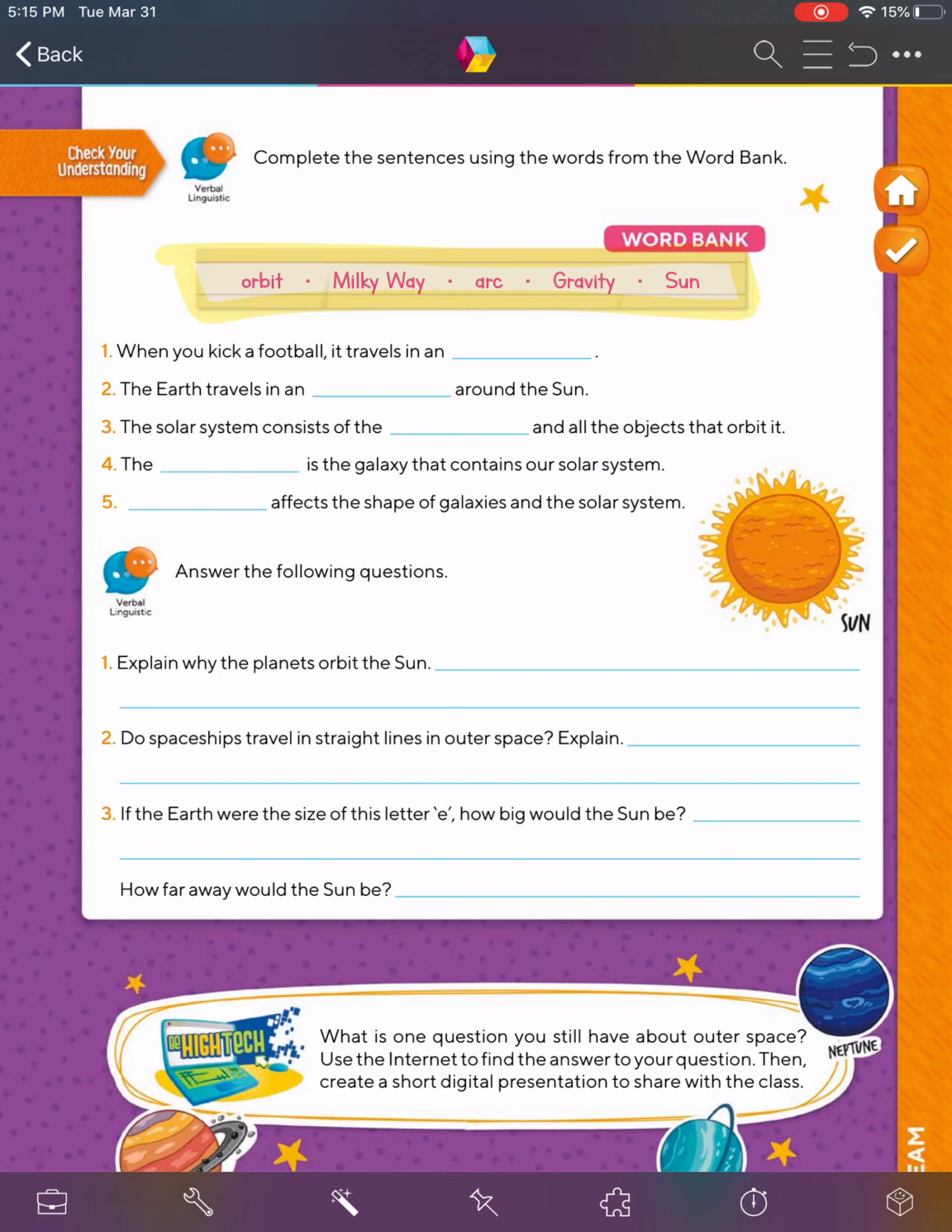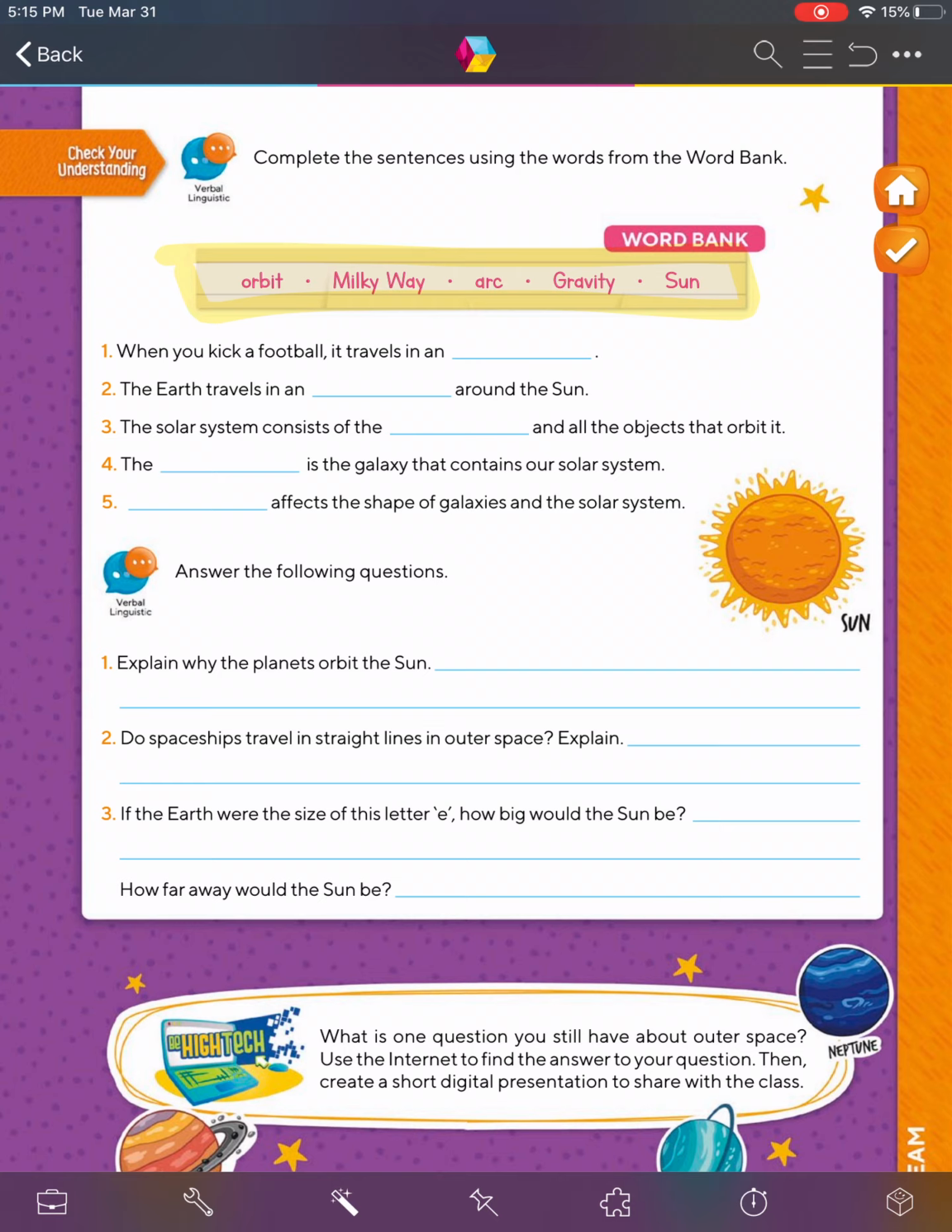The solar system consists of the and all the objects that orbit it. The is the galaxy that contains our solar system. And finally, what is something that affects the shape of galaxies and the solar system? If you are not sure about the answers, go back to the text and try to find them. If you didn't highlight those ideas, please do it now because these are really important ideas, main ideas.